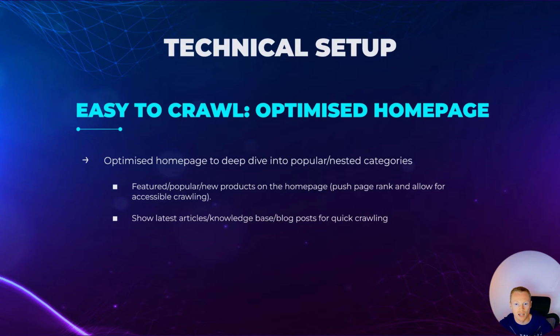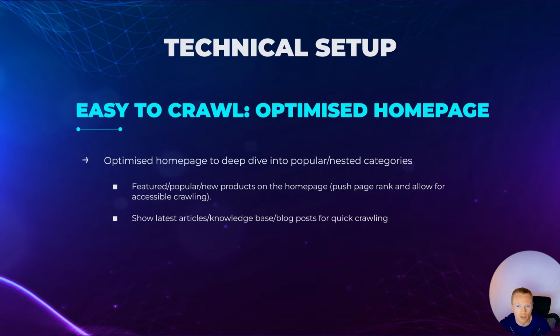So the first thing that we want to look at is being easy to crawl. So we want an optimized homepage for starters. We want an optimized homepage to deep dive into popular or nested categories. So either most popular categories or some that are buried quite deep down the category hierarchy.